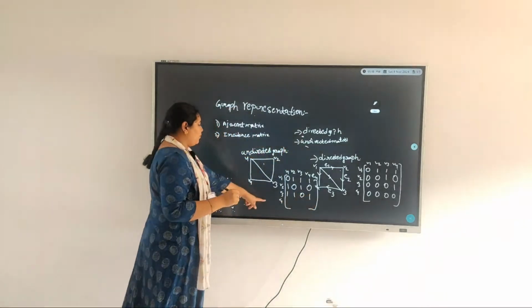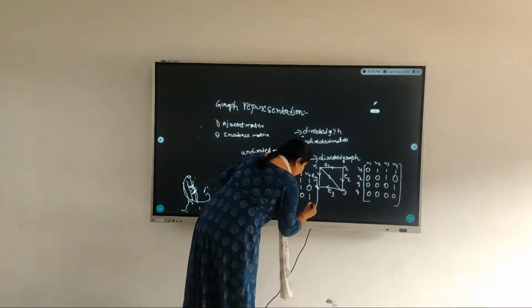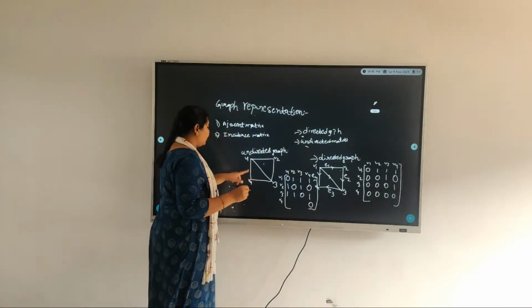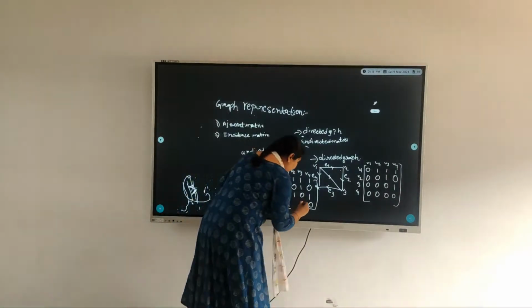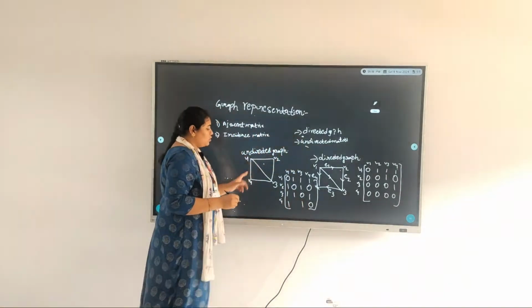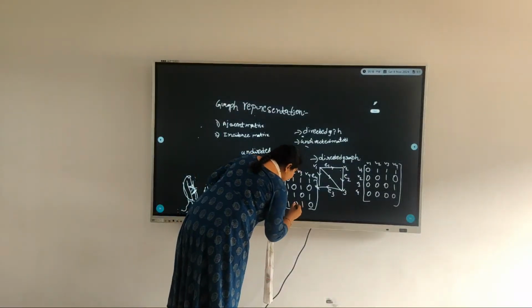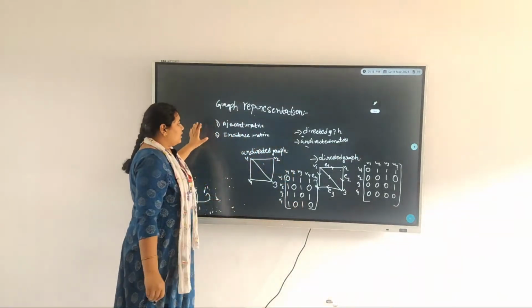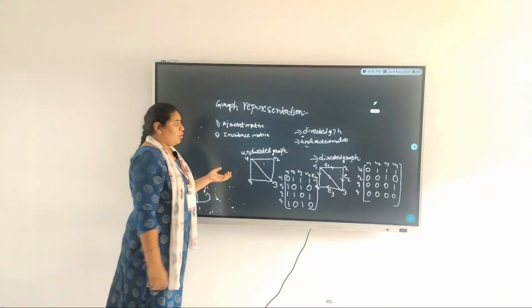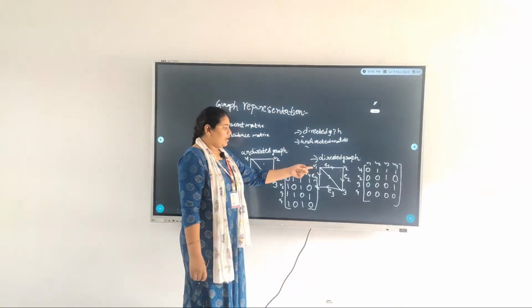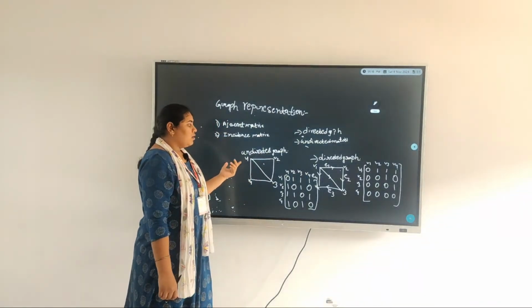Coming to V4, it is not having any self loop. It is connected to V1 and it is also connected to V3. There is no connection to V2, so we'll give 0 to this value. Based on this adjacency matrix, we can give a graph representation, and this is the example of a directed graph and this is undirected.